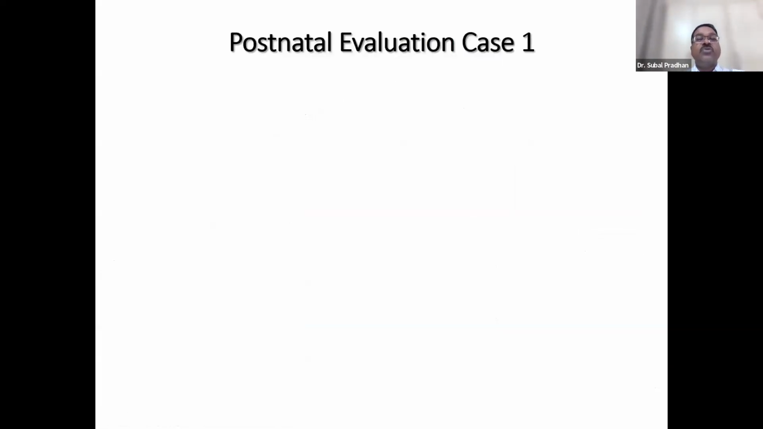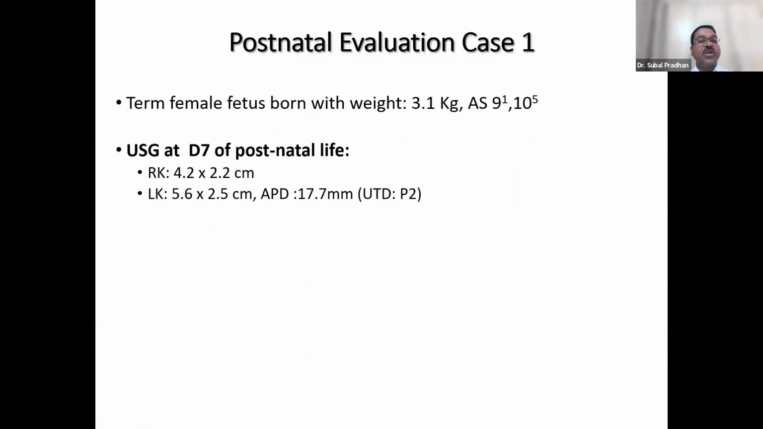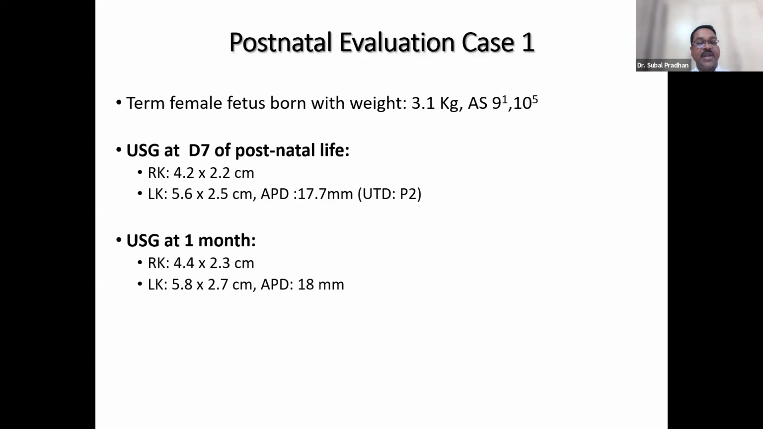So coming back to the case scenario, the pregnancy was allowed to proceed and a term female fetus was born with normal birth weight, with Apgar score of 9 and 10 at 1 and 5 minutes. We repeated ultrasonography at day 7 of postnatal life, and that showed persistent hydronephrosis with APD of 17.7 millimeter in the left kidney and UTD P2 with intermediate risk. Again, we repeated the ultrasound at 1 month, and that showed persistent hydronephrosis with diameter 18 millimeter.